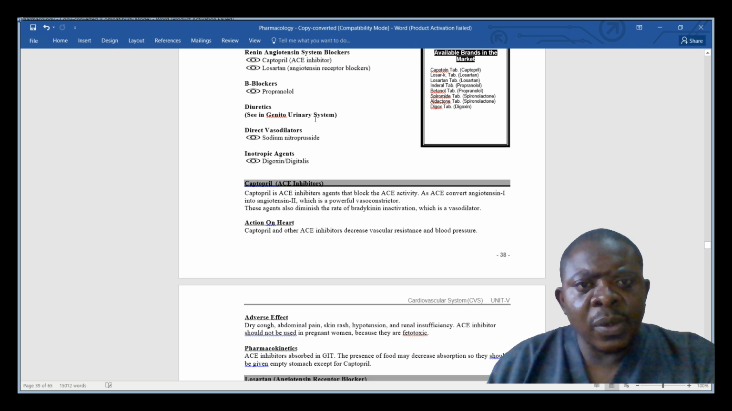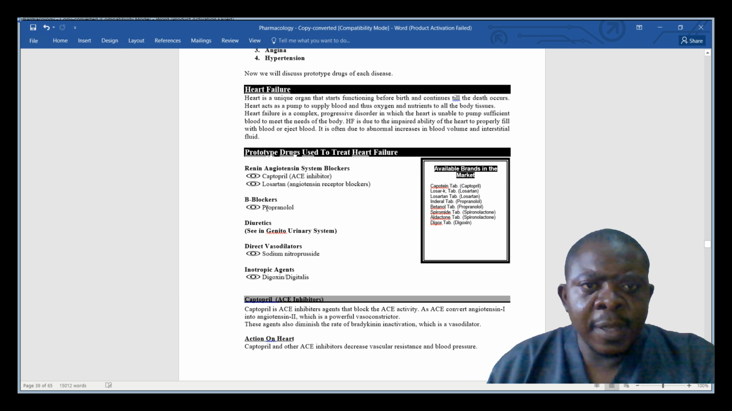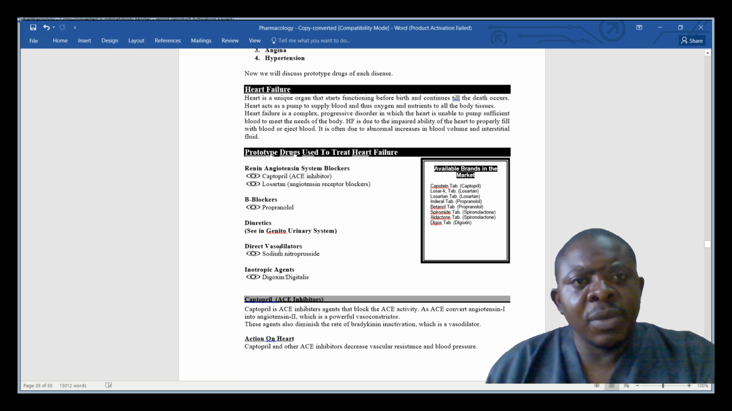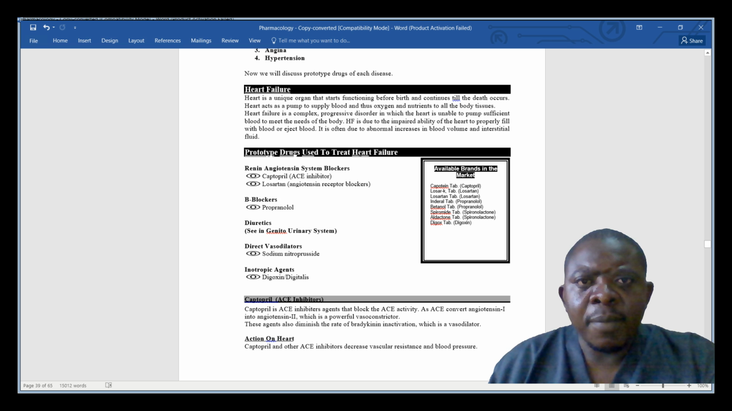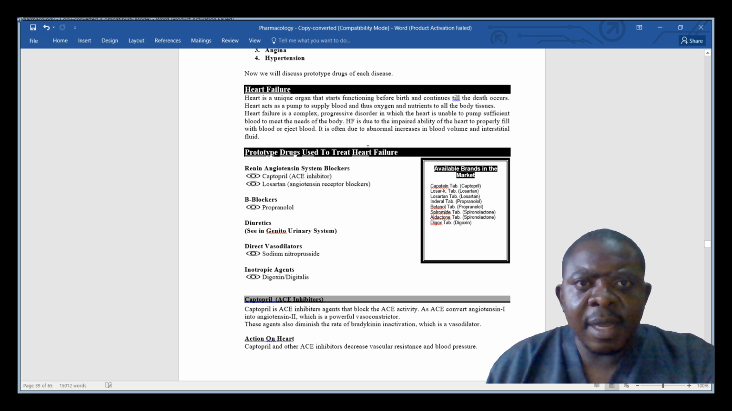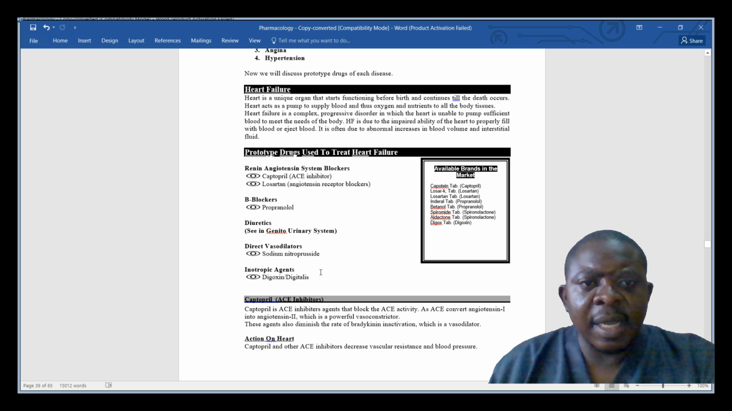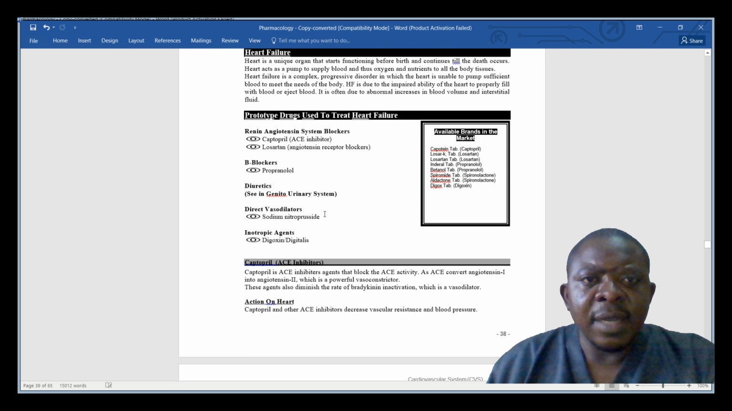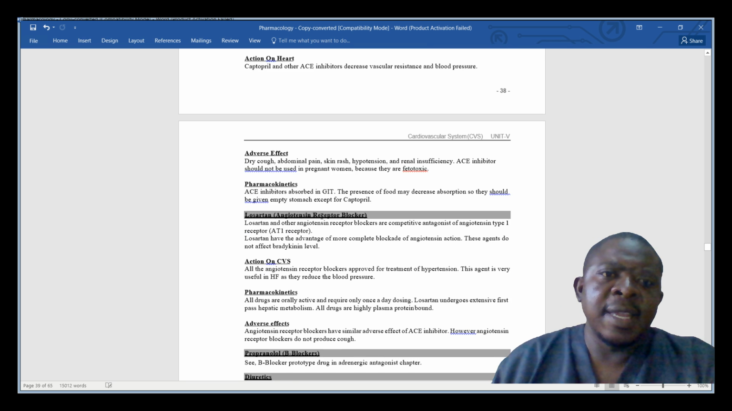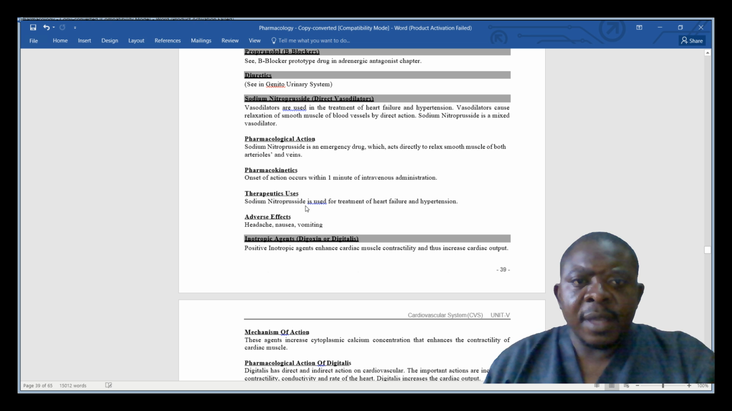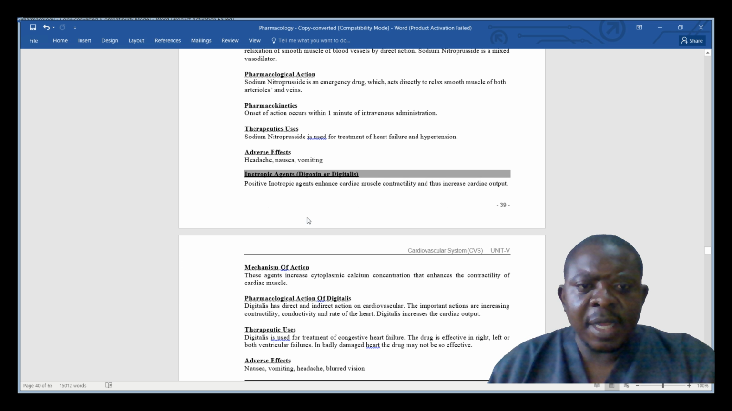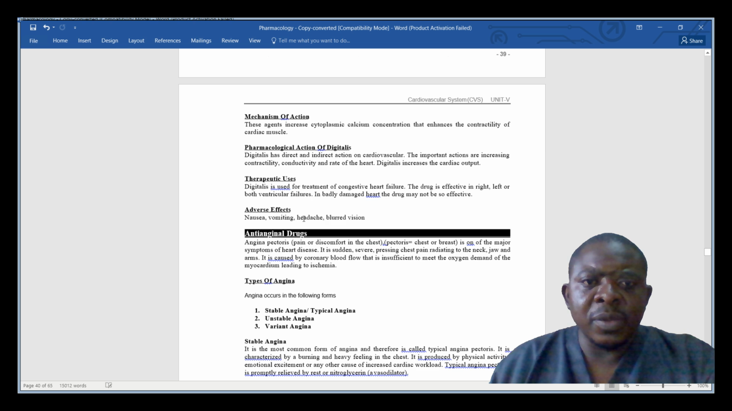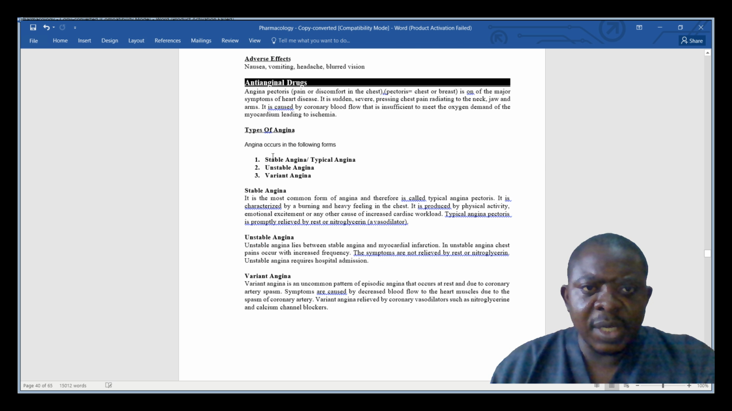So those are some of the drugs that are used, and it's important that we can also remember other prototype of drugs that are used within, let's say, in treating heart failure, like inotropic agents, like digoxin, okay, and some direct vasodilators like sodium nitroprusside, and also those drugs that are used in angina. Okay, so you find that in angina, some of the drugs that are used in hypertension can be used, and then we also have typical drugs that can be used in angina.